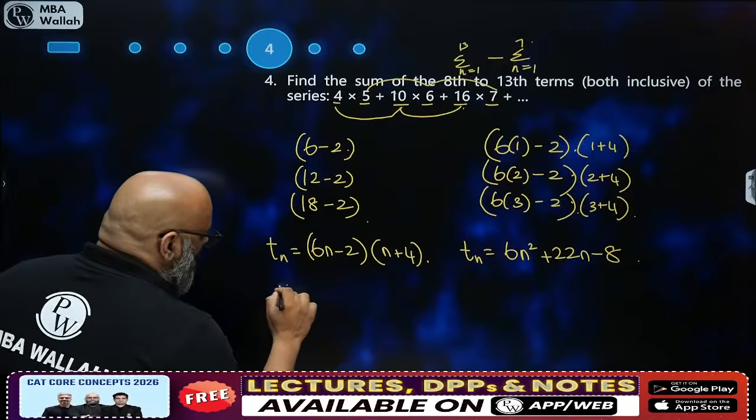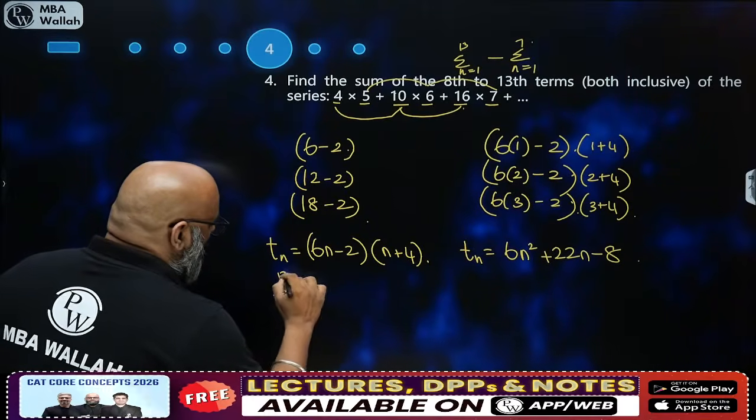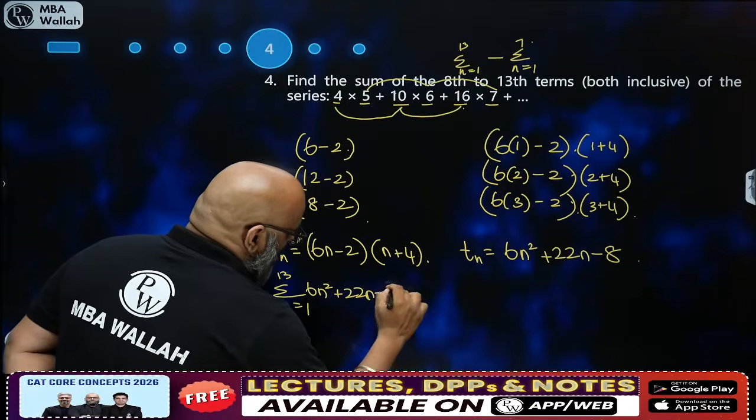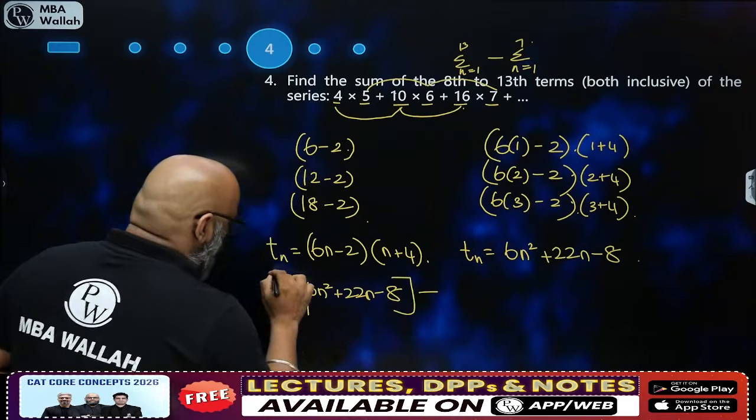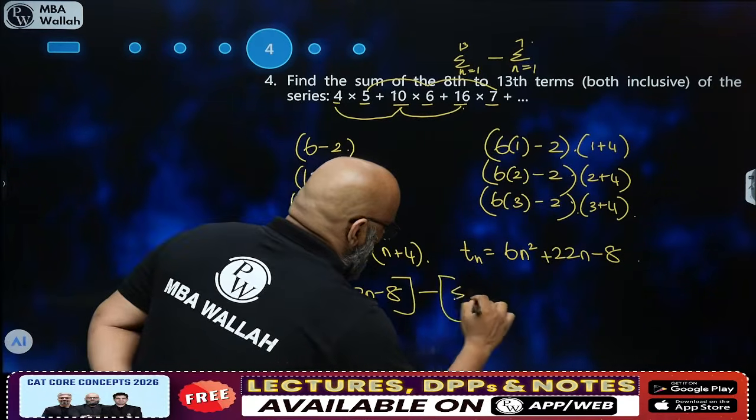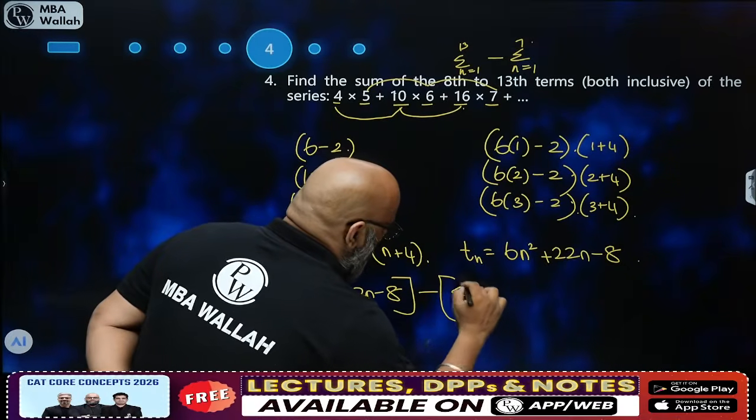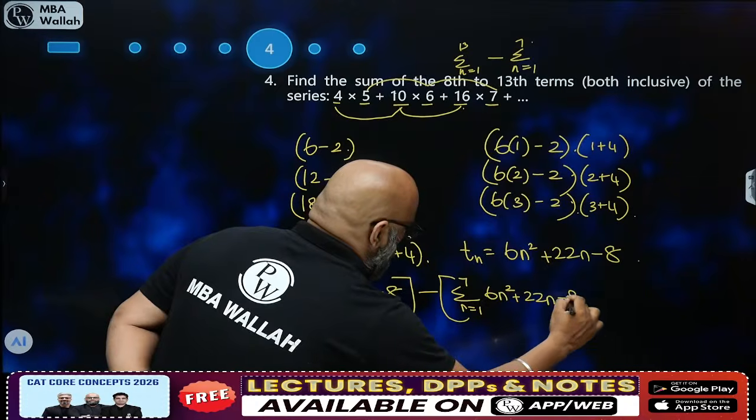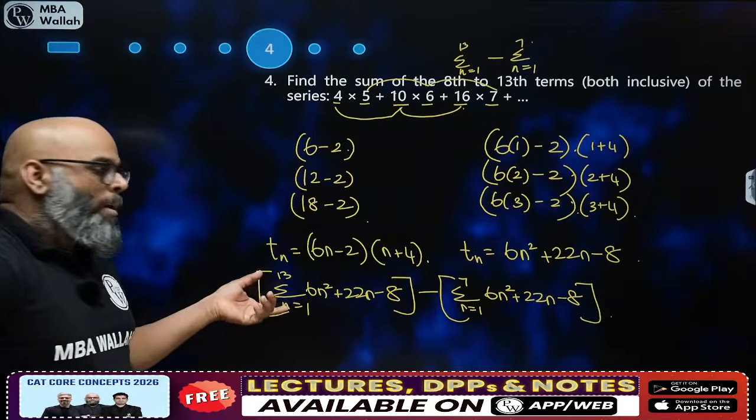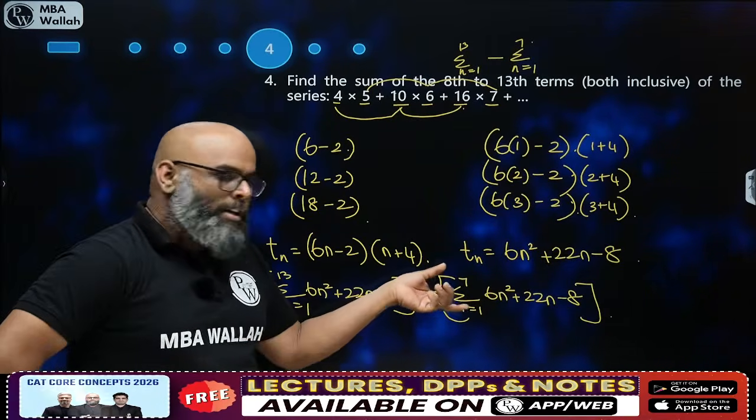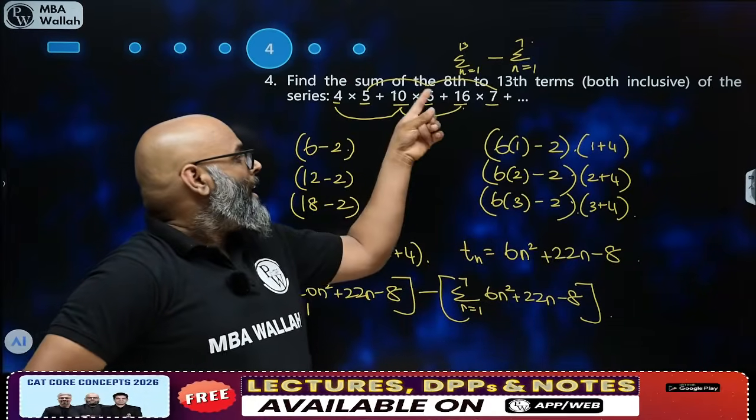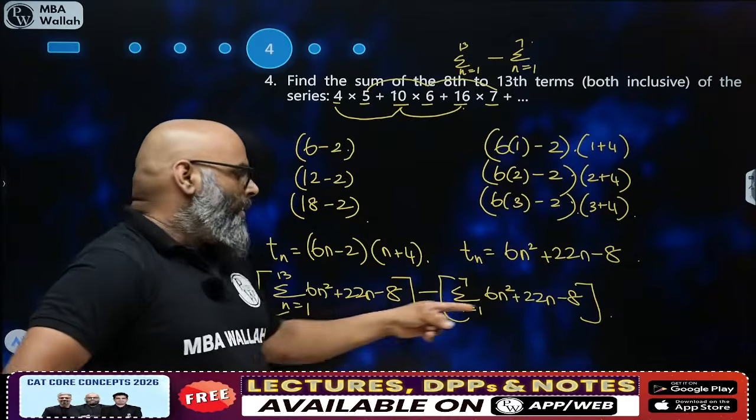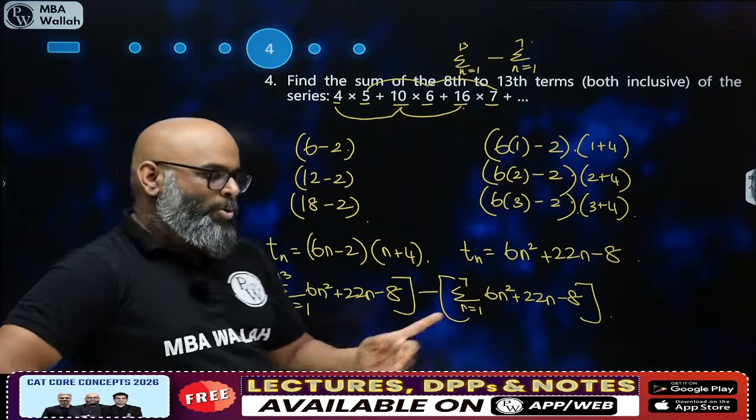So what I want to do is summation of n equal to 1 to 13 of 6n square plus 22n minus 8. From here, I'm going to subtract summation of n equal to 1 to 7 of 6n square plus 22n minus 8. From the sum of 13 terms, I'm subtracting the sum of 7 terms, so that I'll get 8, 9, 10, 11, 12, 13. That's all. This part we have already done. So let's do it again to this question now.